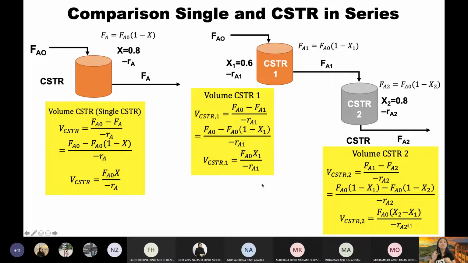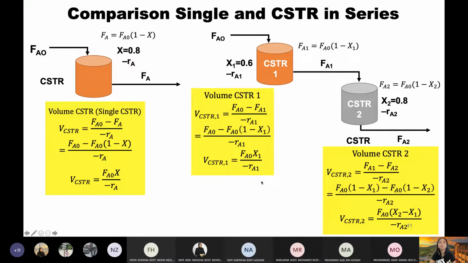Sekarang kita dah tulis minus RA1 because minus RA tu kena ikut X. Kalau X1, minus RA1. Kalau X2, minus RA2, so on and so forth. Okay, so it looks similar. It is quite similar. Just make sure you understand it applies to the very first reactor, X1 minus RA1.